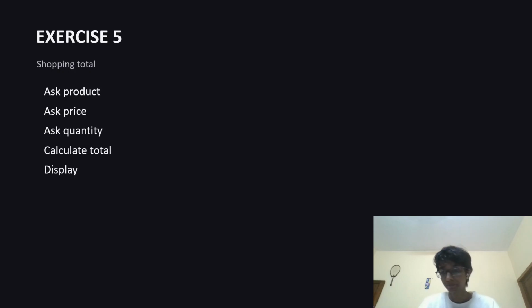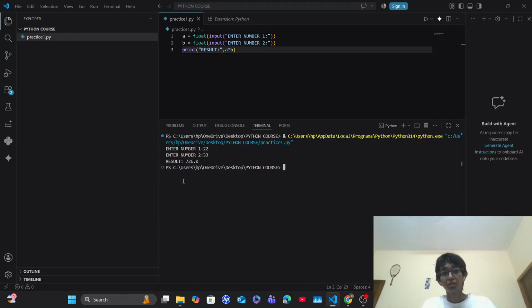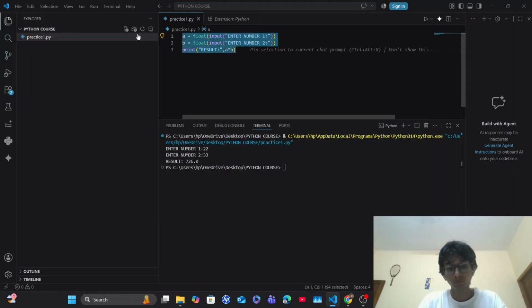Guys, time's up. So it's time to review the code and write it again. First of all, we are going to take the product input. So what is the product? It is going to be input because it's text, it's a string. Input is by default a string, so you don't have to do anything. Price is always going to be float. Quantity is always going to be int. Total price is one. So print product, print total. So that's what we're going to do.